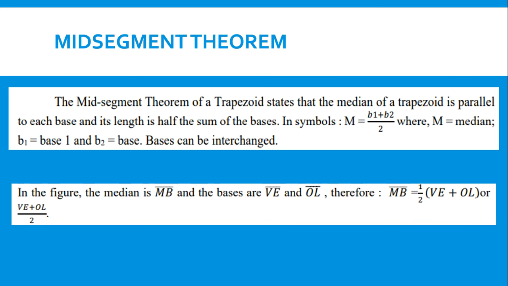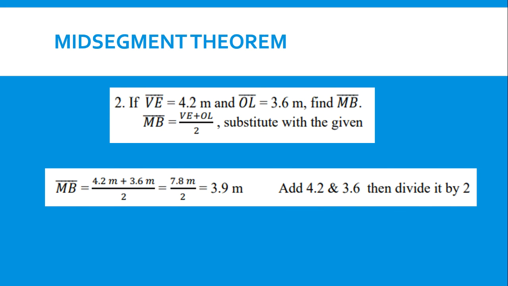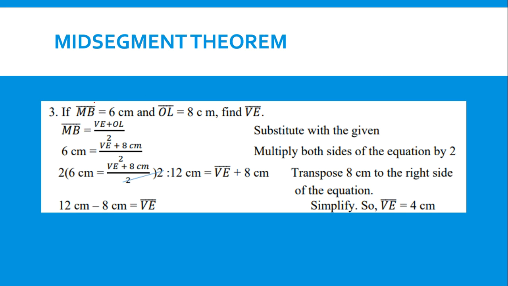So, let's go back. Where's the VE? So, VE is the upper base. Okay? So, the upper base is what we are looking for. The given are the median and the lower base. So, go back to the equation based on the figure, MB equals VE plus OL over 2. Then, substitute with the given. So, we substitute. We are looking for VE, right?